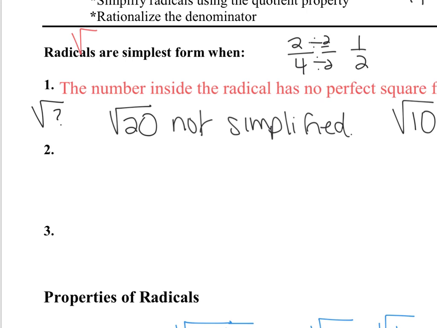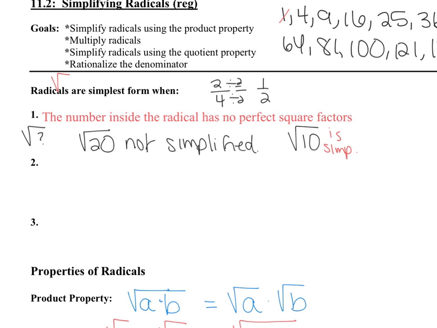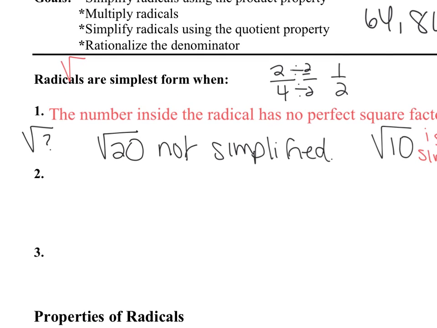So before we go on to the next part of this, we're going to go back to the first page where we talked about originally when radicals are in simplest form. So the first thing that we said was that the number inside of the radical has no perfect square factors, and that was why 20 was not simplified, because you could divide it by 4, which was a perfect square, but square root of 10 was simplified, because even though you can divide 10, none of the numbers you can divide it by are perfect squares.